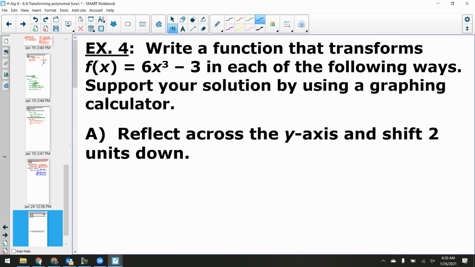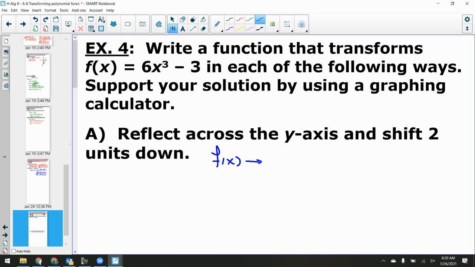Write a function that transforms that function in the following ways. So now what we're going to do is chain it together. We're going to do a couple transformations in one problem. For example here, I want to reflect this across the y-axis and then shift it 2 units down. Reflect it across the y-axis, shift it 2 units down. So let's take the first transformation.